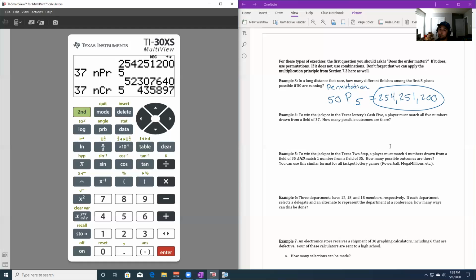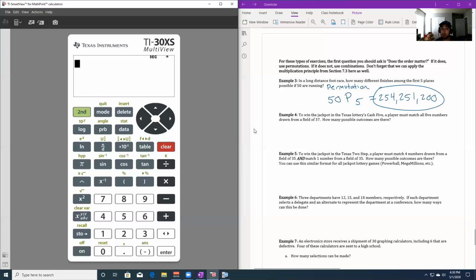Is there order or no order in the lottery? I believe that there is no order. The numbers fall however they want, and all you have to do is match them to the numbers on your paper. So there is no order. So this would be a combination.